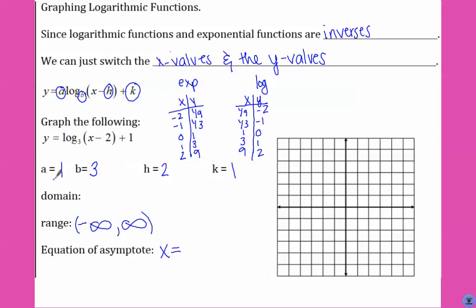And which of these letters is related to x? That would be our h value. So our asymptote is going to be at x equals 2. And that tells us our domain is going to go from 2 to infinity.